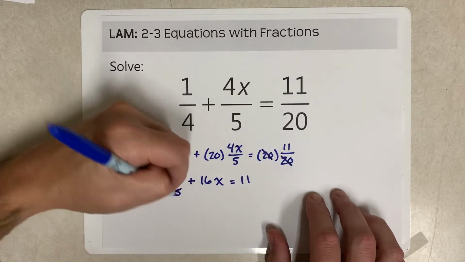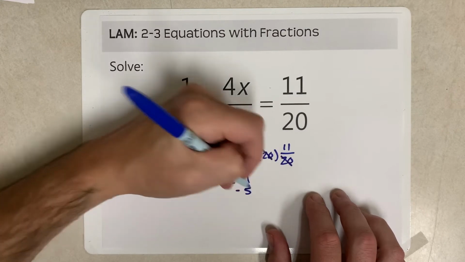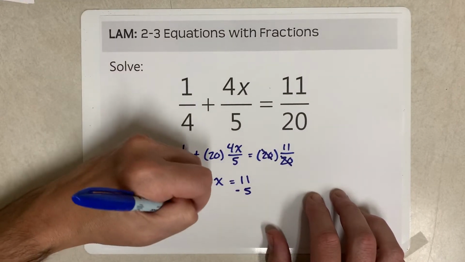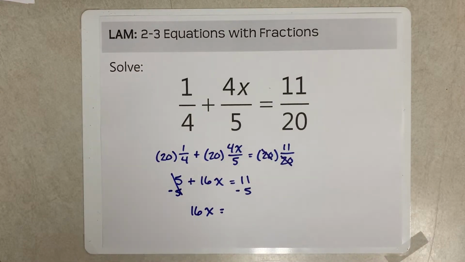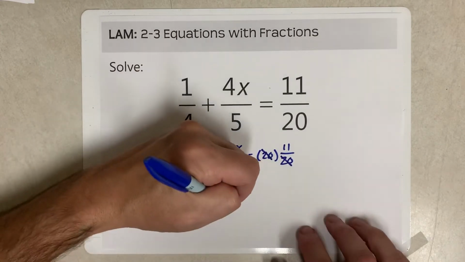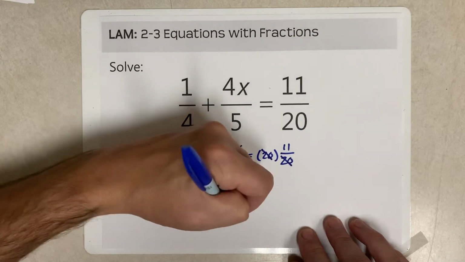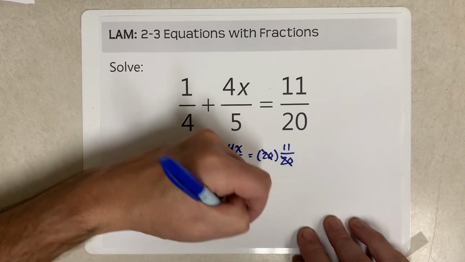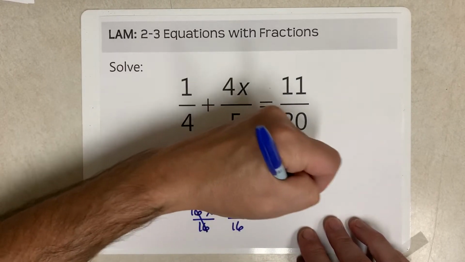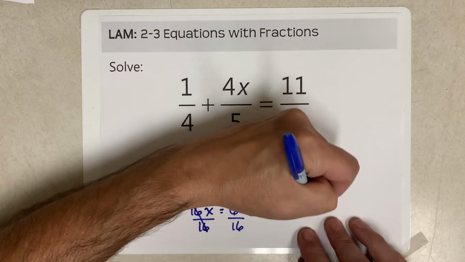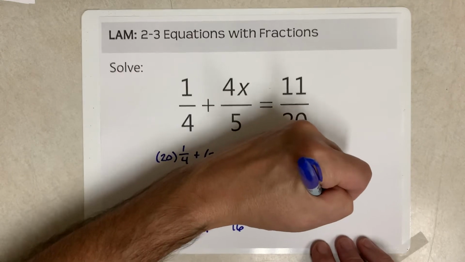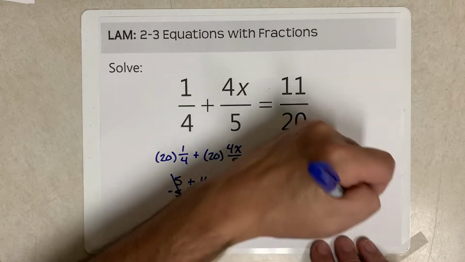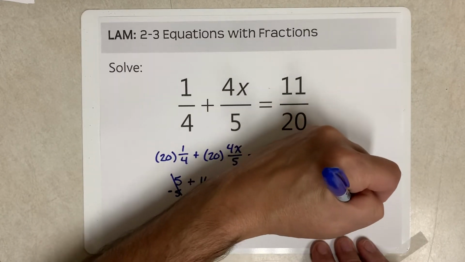We're going to subtract 5, cancels out. So I have 16x is equal to 11 take away 5 would be 6. And then divide both sides by 16. And x is equal to 6 over 16. But both those numbers are even. So if you divide by 2, like that, you're going to get 3 over 8.